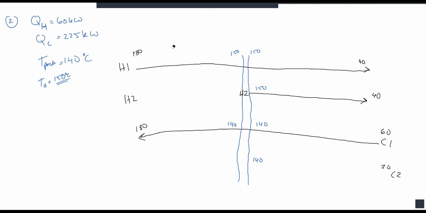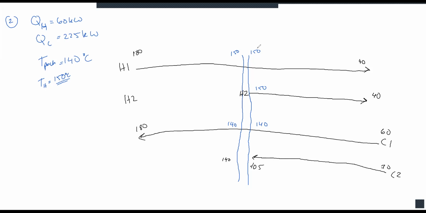Let's clean out C2. And C2 will only exist below the pinch. So I'm going from 30 to 105 below the pinch. And the pinch point is 140, so we're completely below the pinch. Okay, so now we have our streams. We're ready to do the matching.